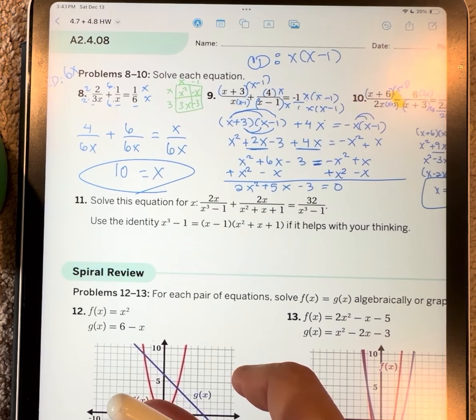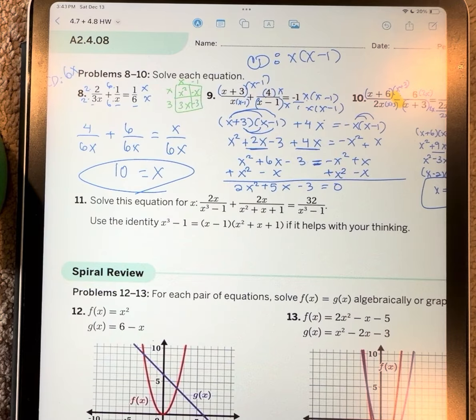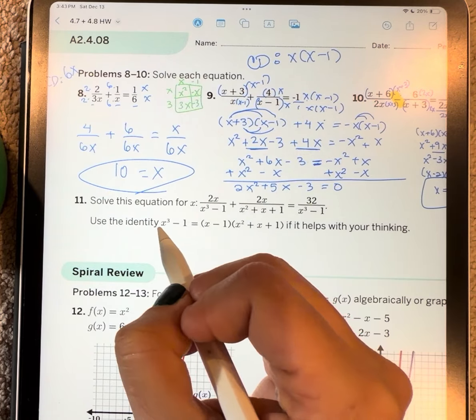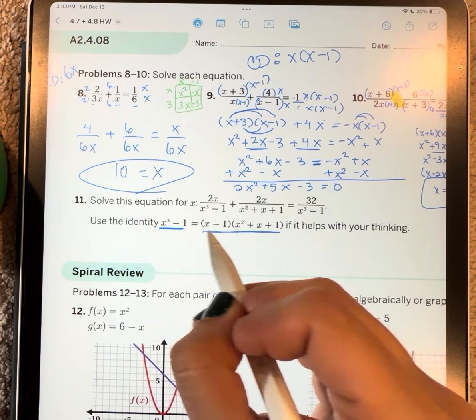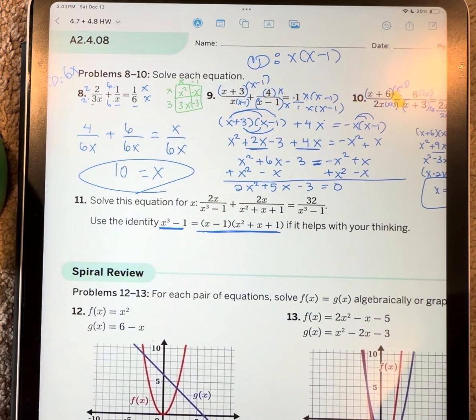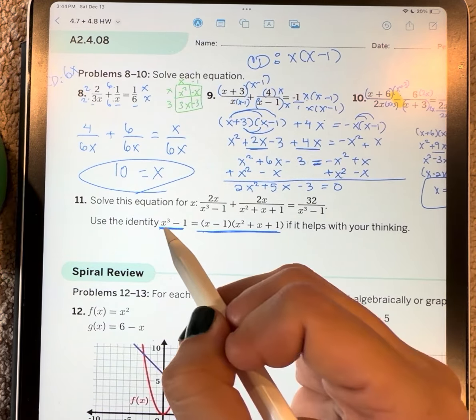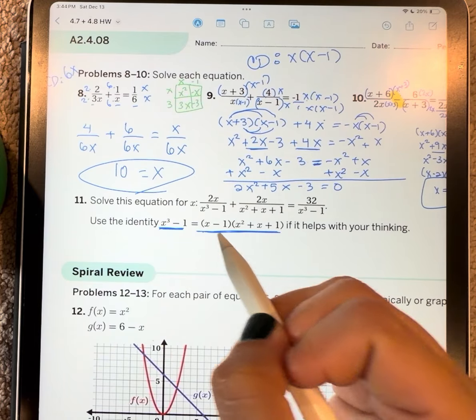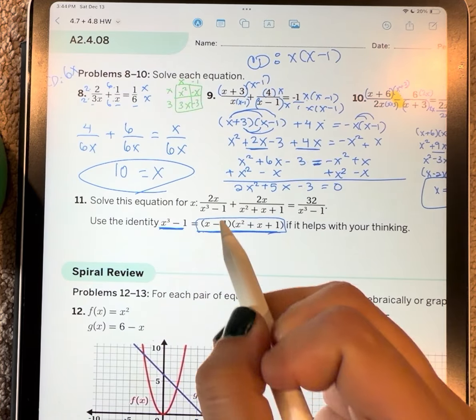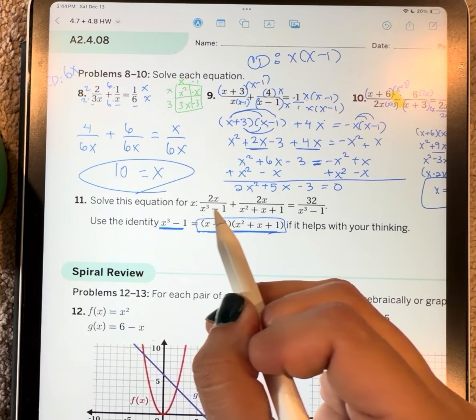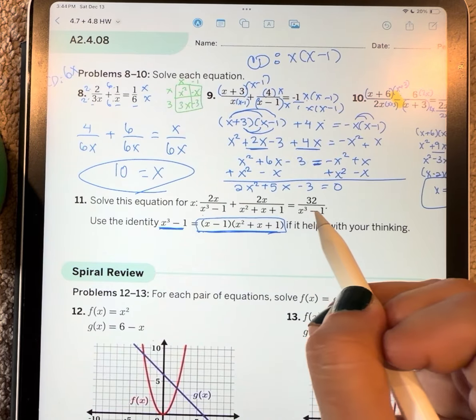Okay, let's look at this. Solve this equation for x. Okay. So what they're telling you is that x cubed minus 1 factors into this, okay? So we're not going to be afraid of this. We're just going to realize that all these x cubed minus 1s are this. So imagine all of this here and all of this here.